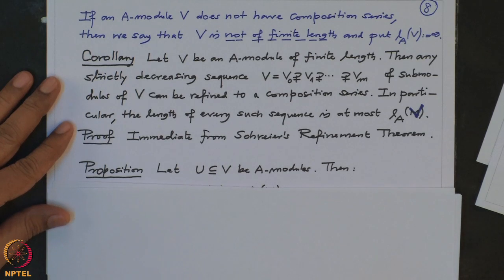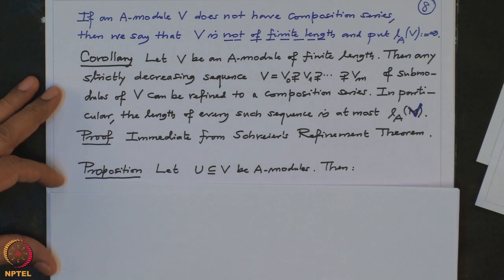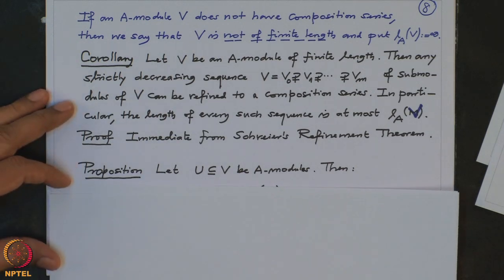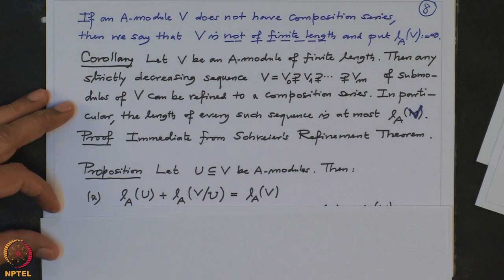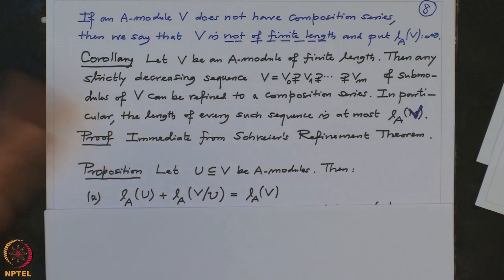Now the next proposition will allow us to compare the lengths of a module and its submodule and the quotient module. So if U is a submodule of V, then the length of U as a module plus the length of V/U as a module is the same thing as the length of V. Alright, so this formula is true even when the length is not finite.